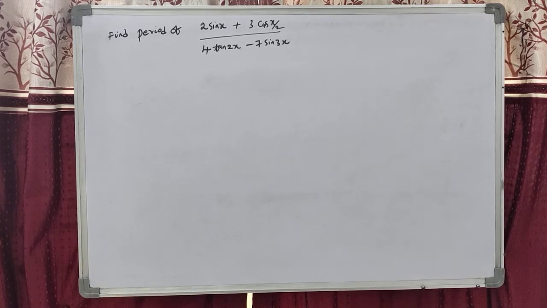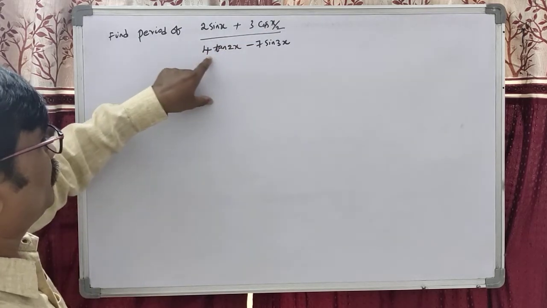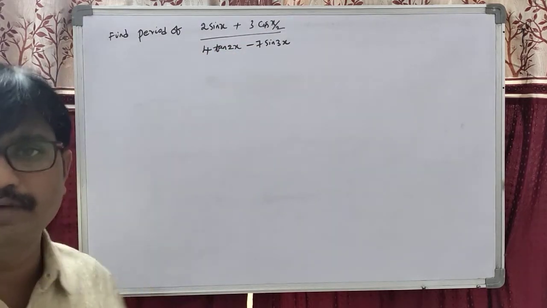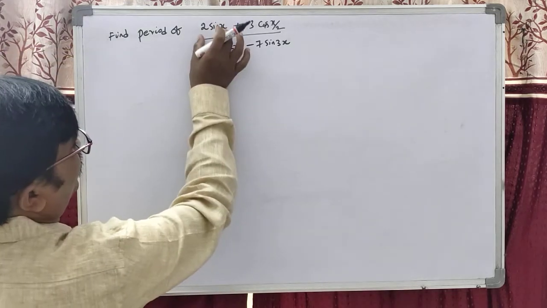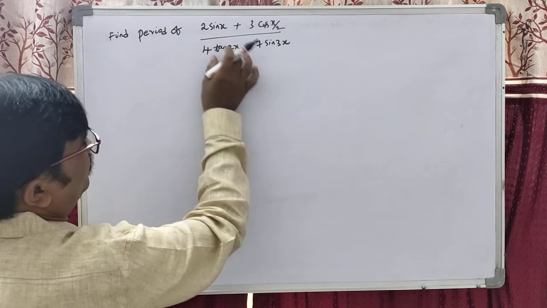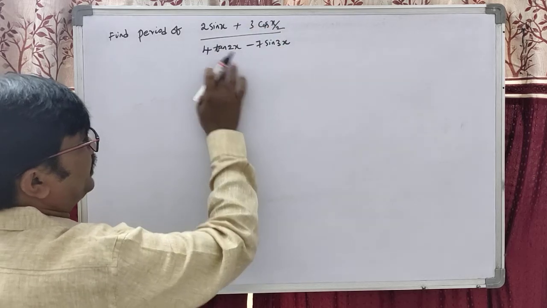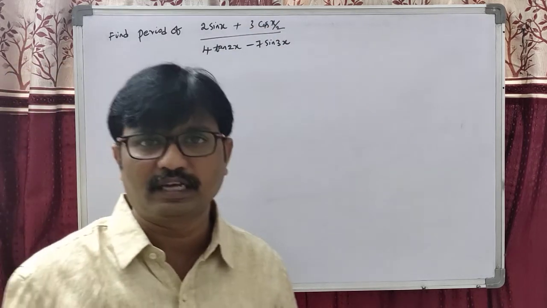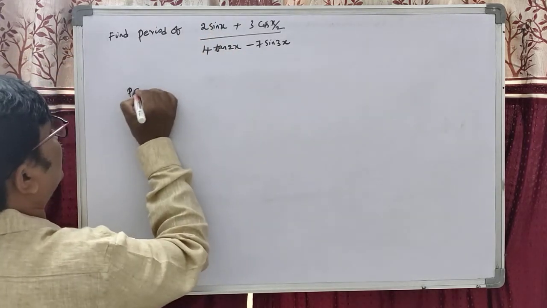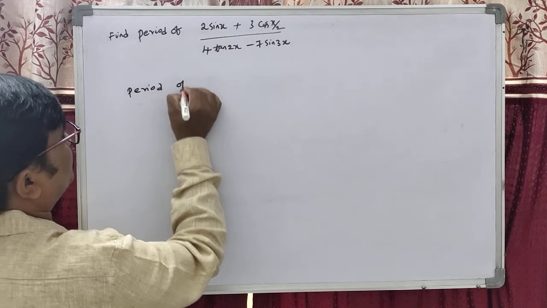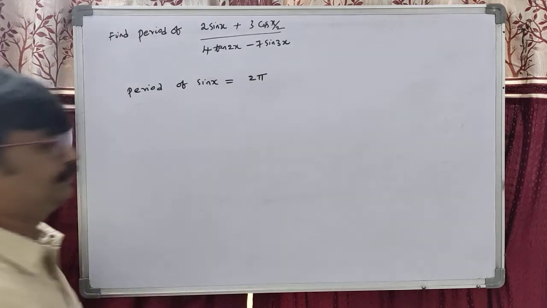Now students, find the period of 2 sin x plus 3 cos of x by 2 upon 4 tan 2x minus 7 sin 3x. There are four functions: sin x, cos x by 2, tan 2x and sin 3x, that is f1 of x plus f2 of x upon f3 of x plus f4 of x. First of all we have to find the period of sin x. Everybody knows that the period of sin x is 2 pi.